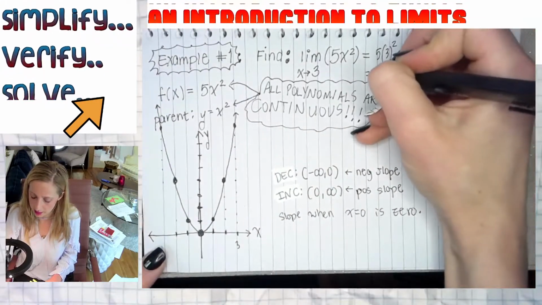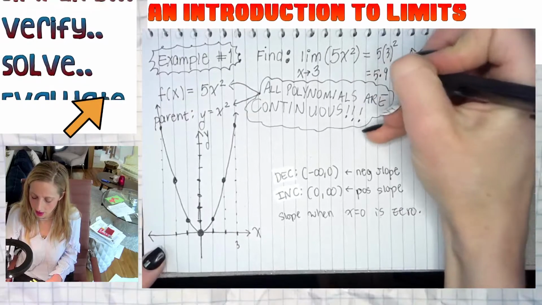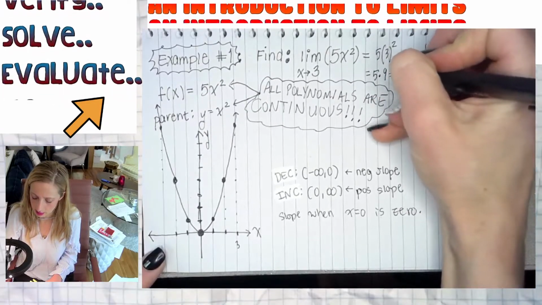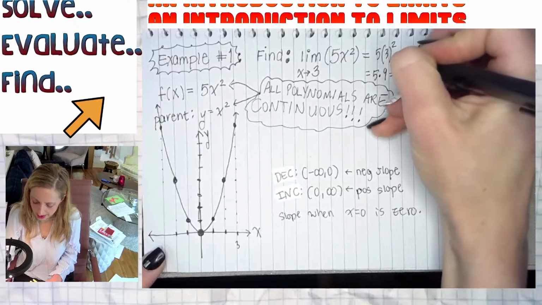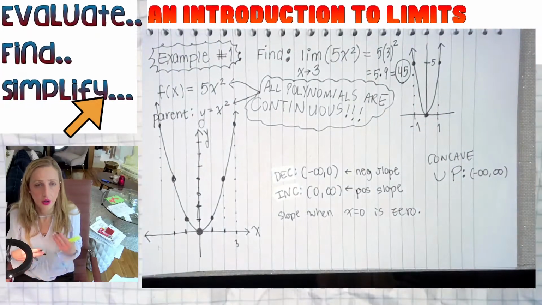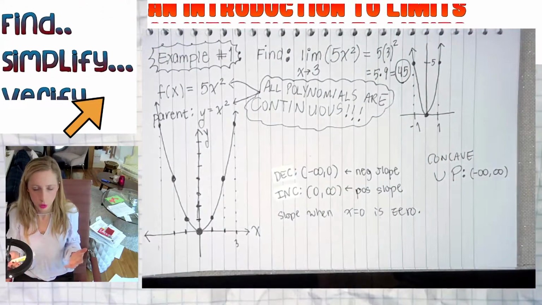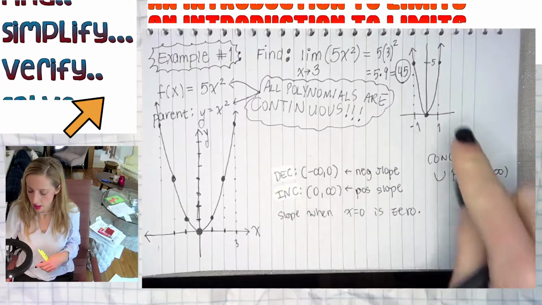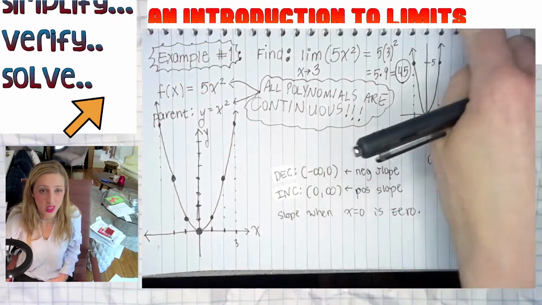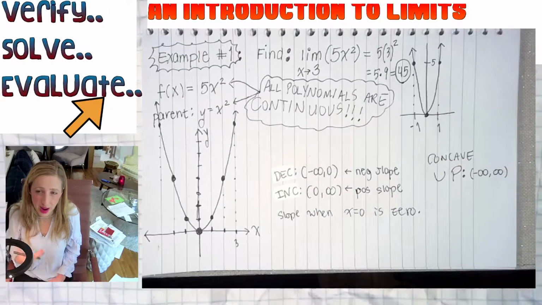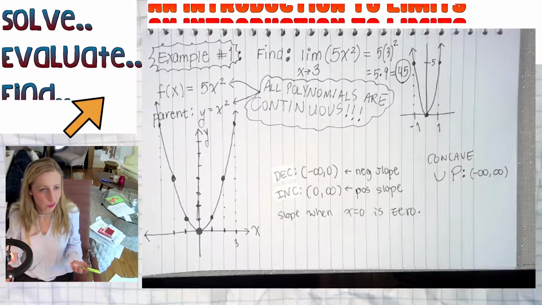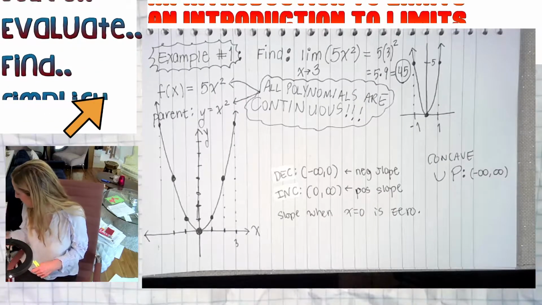3 squared is 9, and 5 times 9 is 45. So that is your limit. The limit is 45, okay? We're done. It's continuous. It makes sense because we should know it's up pretty high. I know I have a steep graph. I don't necessarily have to graph the whole thing. And that is just the end of it there.